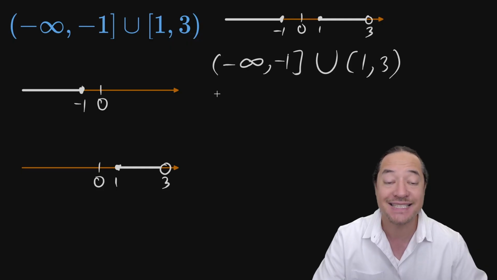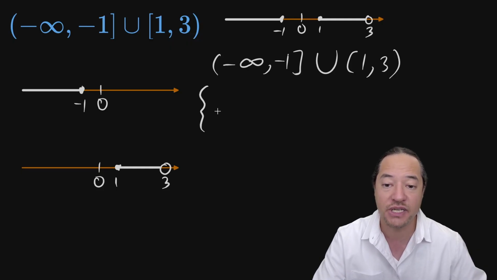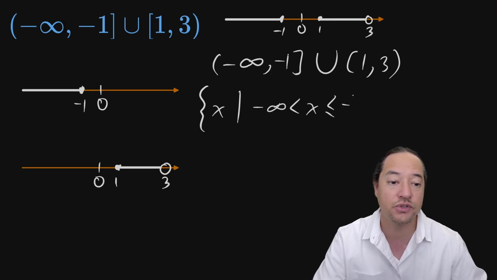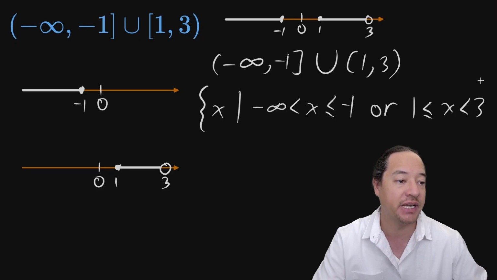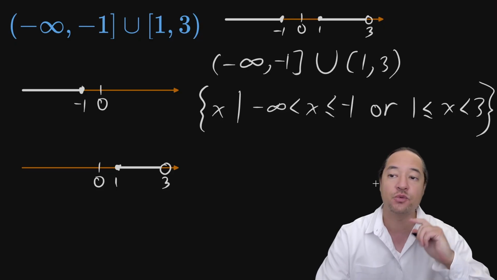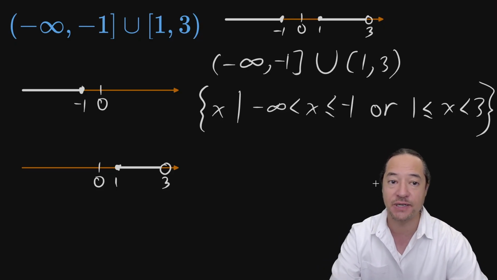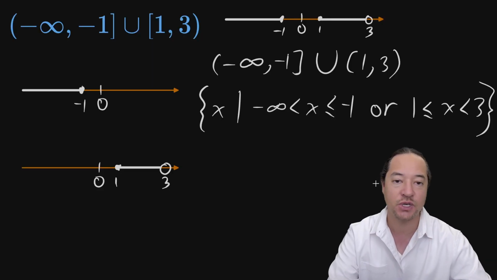And in set builder notation, this will be the set of all x such that -infinity is less than x is less than or equal to -1, or 1 is less than or equal to x is less than 3. And there we go. That will be the set builder notation here. Let's try the next one.